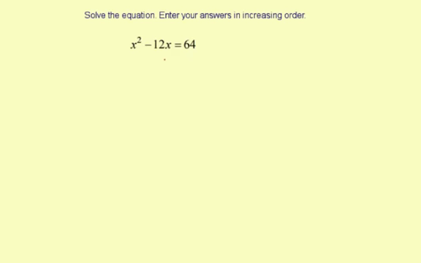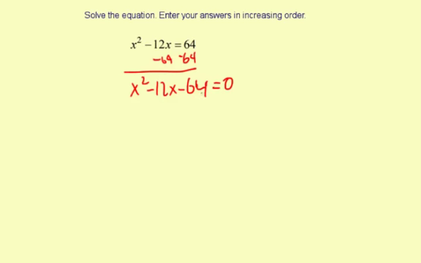So the first part of the process is we're going to get the equation set to 0. So we're going to move this 64 over to the left-hand side, subtract 64 from both sides. So we're going to get x squared minus 12x minus 64 equals 0. So we're going to try to solve by factoring here.